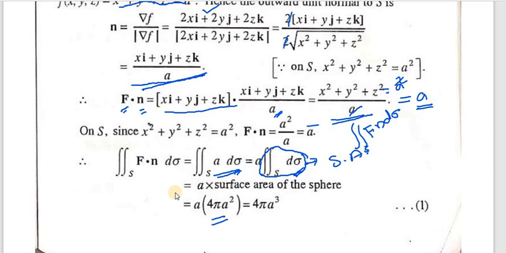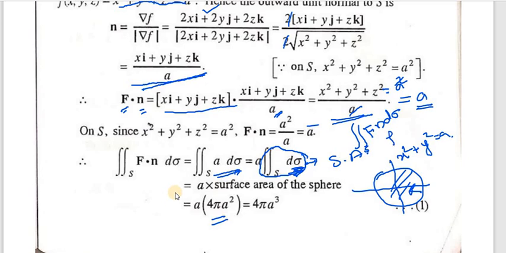Otherwise we can find the surface area by doing the surface integral by taking its projection in the xy plane. The projection in the xy plane should be a circle, x square plus y square equal to a square. We can denote this by R. Then the equation of the surface S is f of xyz equal to x square plus y square plus z square.